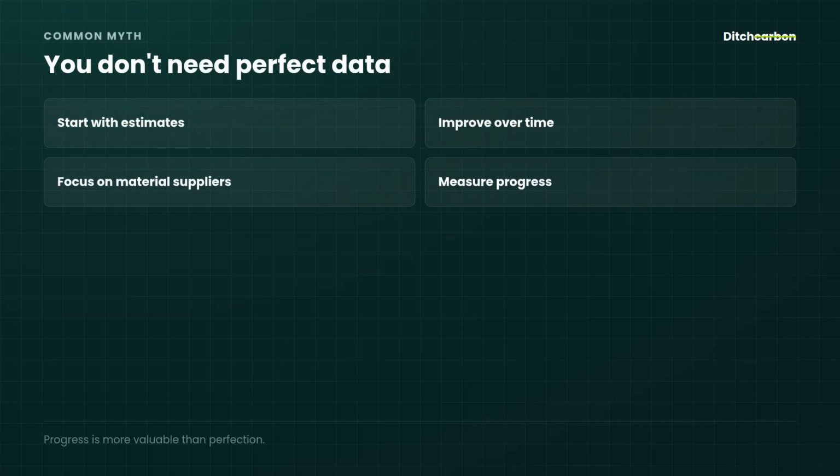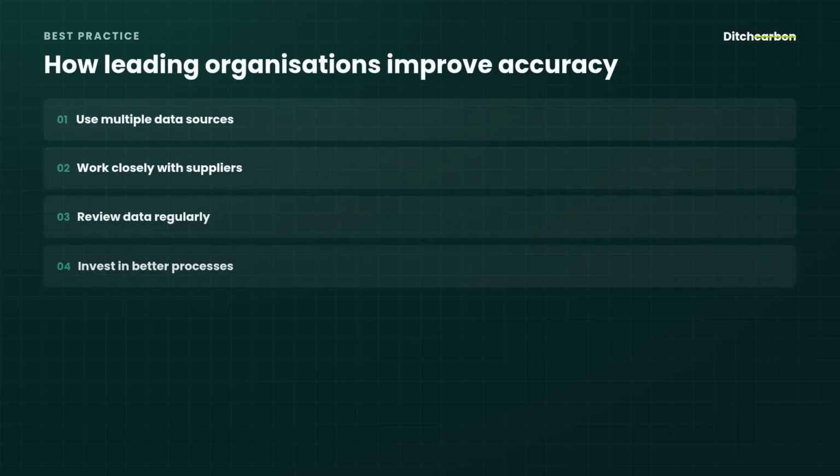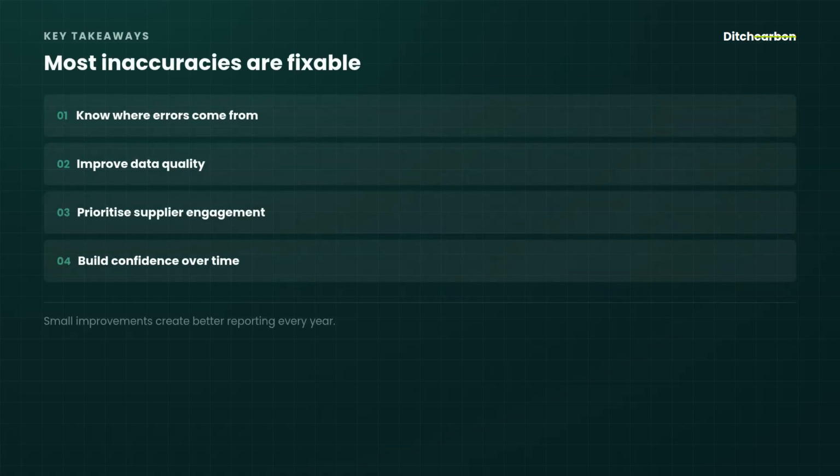If your Scope 3 data isn't perfect, you're not alone. The biggest causes of inaccurate data are rarely calculation mistakes. They're missing supplier information, over-reliance on spend data, disconnected business systems, inconsistent reporting, and expecting perfection too early. Better Scope 3 data doesn't happen overnight. It improves one supplier, one reporting cycle, and one better decision at a time. That's how organizations move from estimating emissions to actually reducing them.